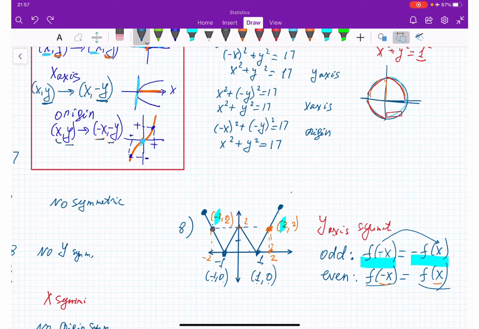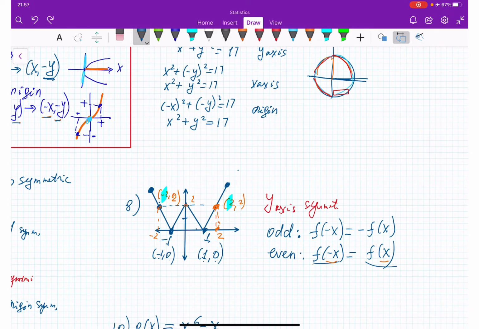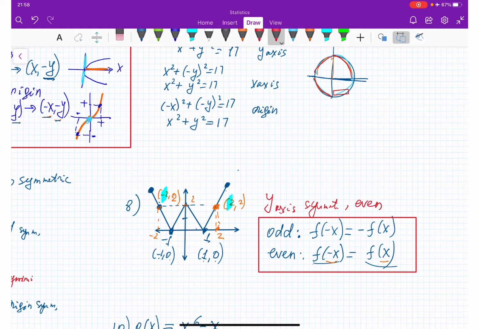Let me clean this mess. Okay, now I will put this also in the template so you will know. So in this case we have a graph that is symmetric to y and it is even. Okay. Moving to question number 9.